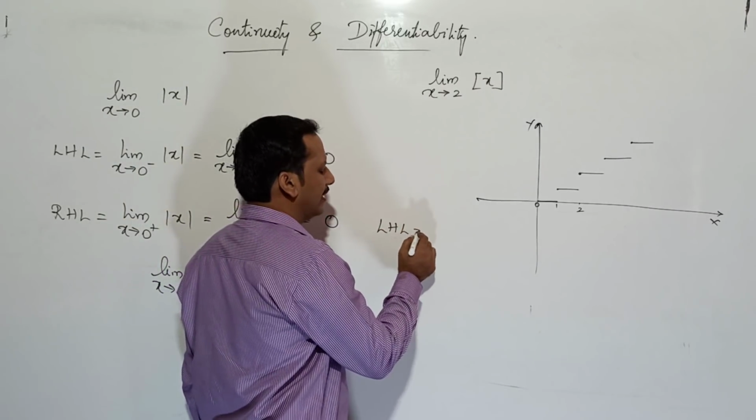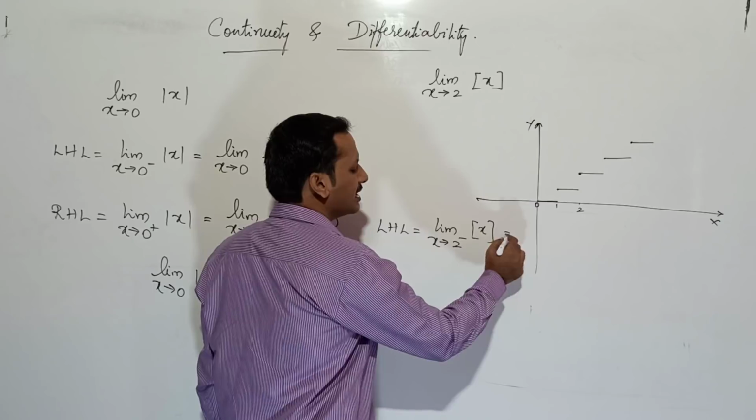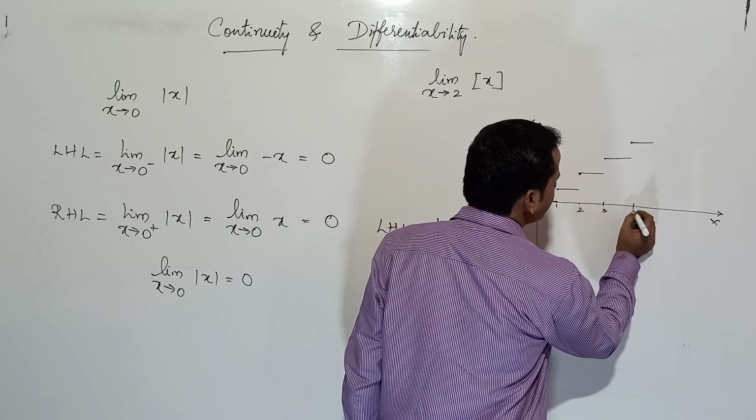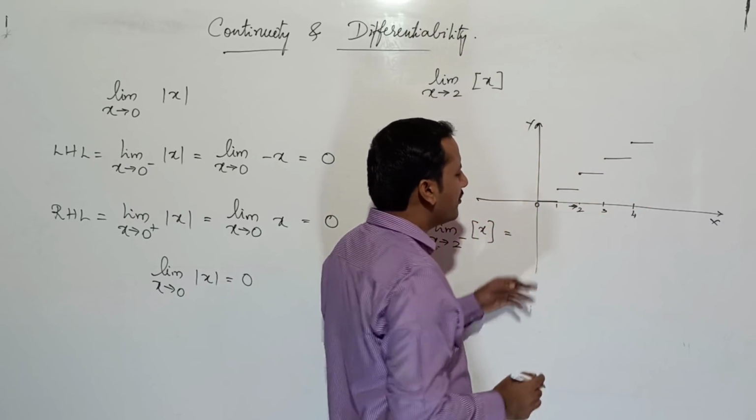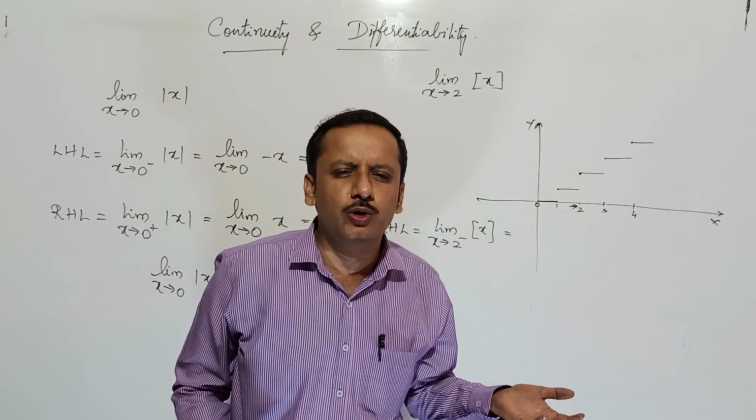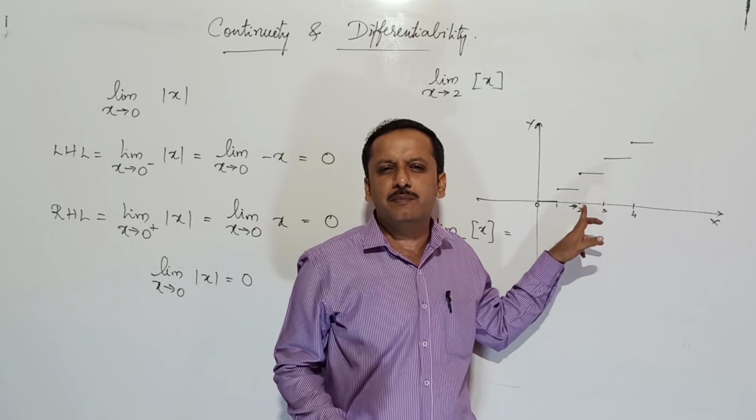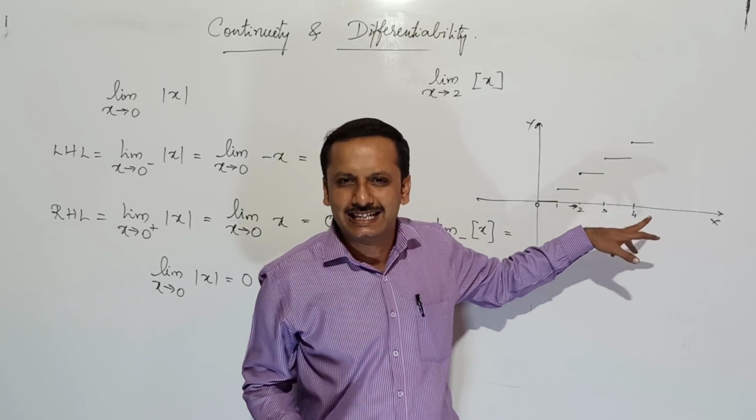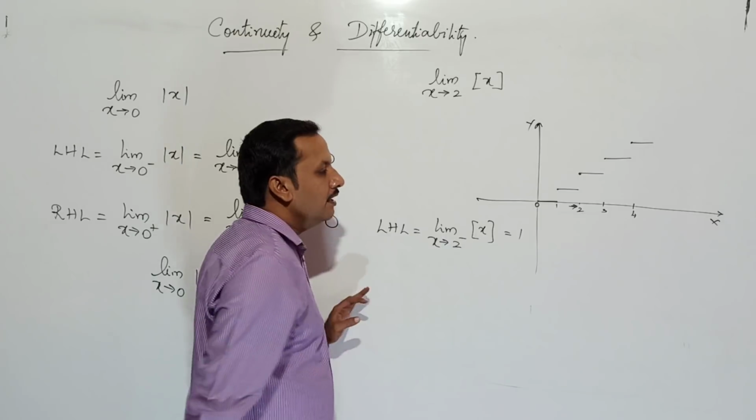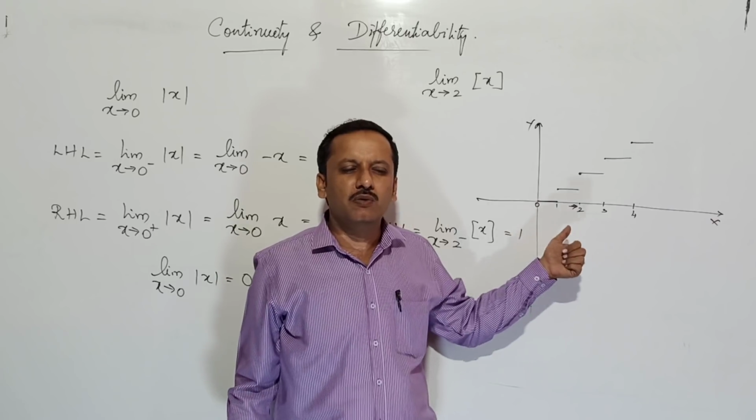First I will take the left hand limit. Left hand limit is equal to limit x tends to 2 minus of step x. x tends to 2 minus means x is approaching 2 from the left side. When x approaches 2 from the left side, that means x is very close to 2 but less than 2. In other words, x may take the values 1.9, 1.95, 1.99, 1.99999, etc. So at all those points, step x value will be equal to 1.